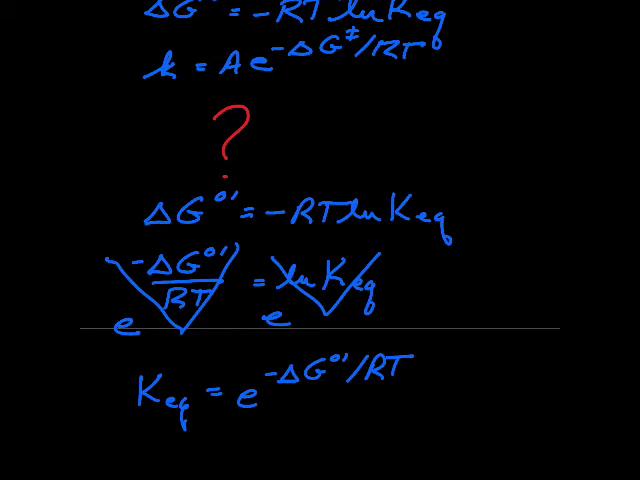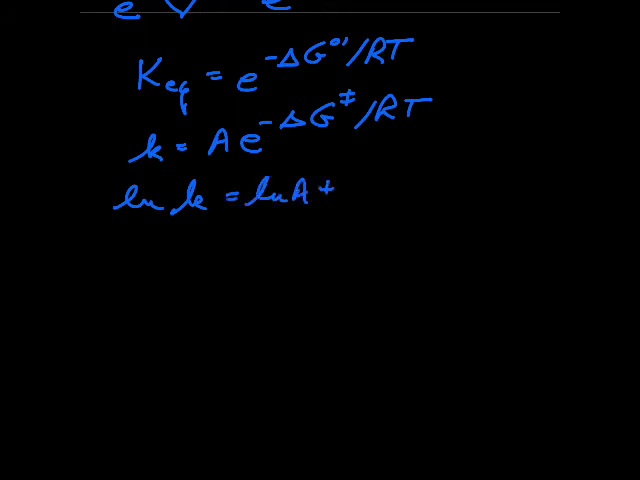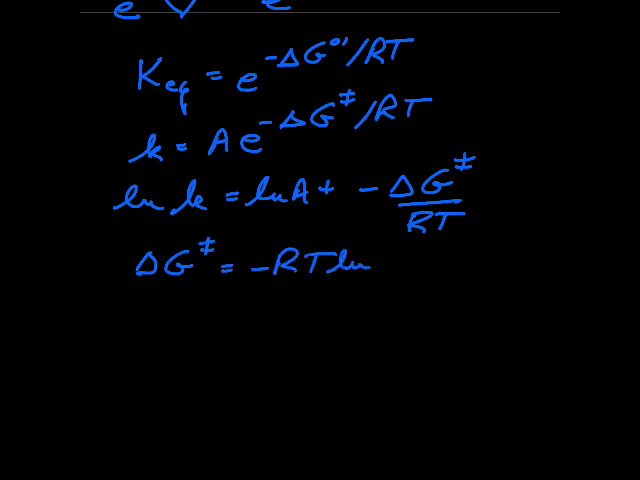So let's write that down. K equals A e to the minus delta G dagger over RT. We can take the natural logarithm of both sides of this equation and write ln of K equals ln of A minus delta G dagger over RT. And we can rearrange this equation so that we can write delta G dagger equals minus RT ln of K. And this is very similar to the form of the equation that we wrote earlier for delta G0. The difference, of course, is that there's an additional term, minus RT ln of A.